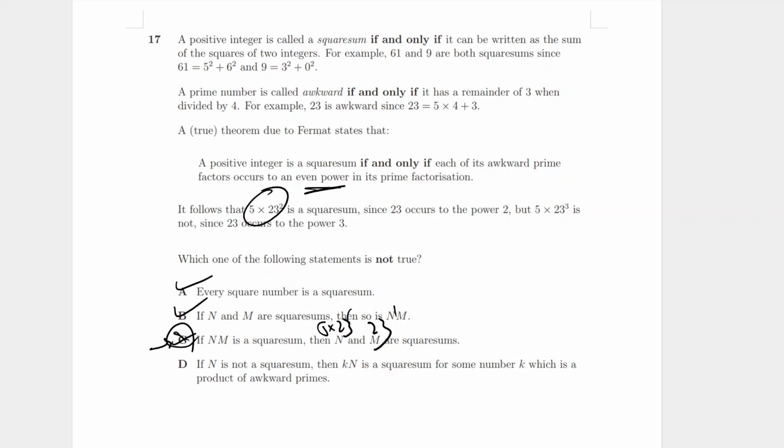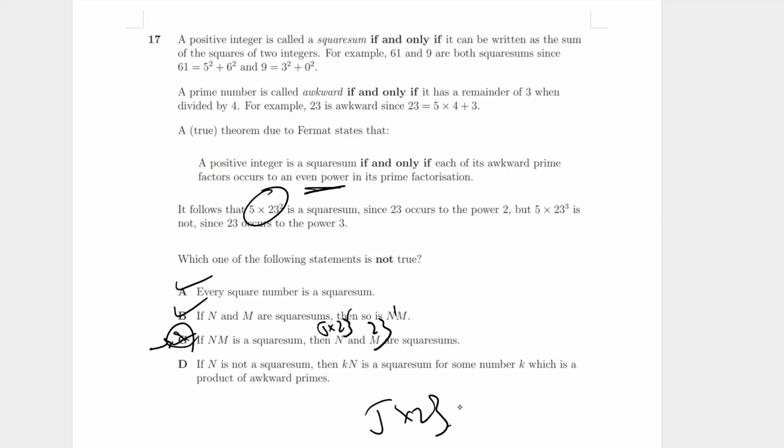Now, if n is not a square sum, then kn is a square sum for some number k, which is the product of awkward primes. Now this is interesting actually. It's quite a hard thing to prove. If n is not a square sum, say it is something like 5 times 23, then kn is a square sum for some k which is the product of awkward primes. Well, is that true? It has to be true because you could just fit it in.